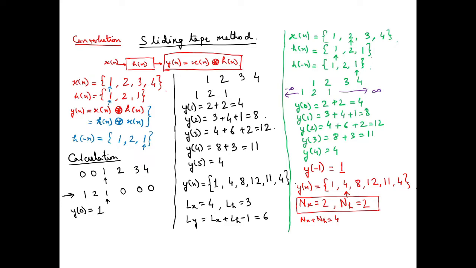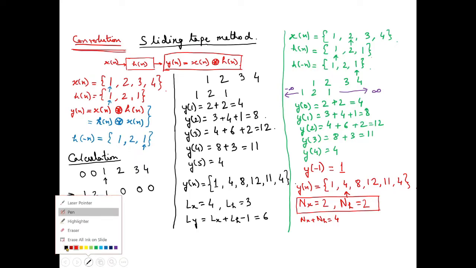In some of our last classes we have been discussing this convolution technique. So today we will be looking into the mechanics behind this convolution. And after understanding the mechanics we will go into the mathematical equation based representation, how the convolution is represented. So the first method is the sliding tape method.